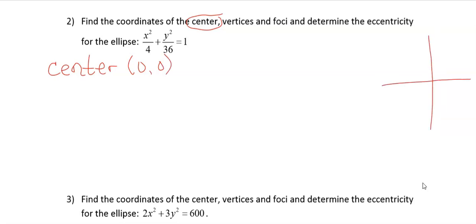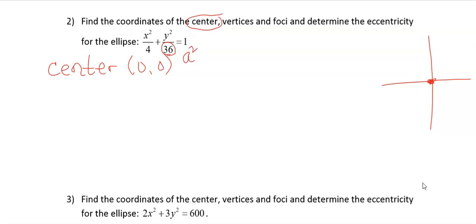Oops, something like that. Well, by golly, there's my center right there. Okay? And I can also tell that it's an ellipse, because they're both squared. The numbers underneath are different and they're added together. Now this time you'll notice that a squared is the 36. It's under the y this time.